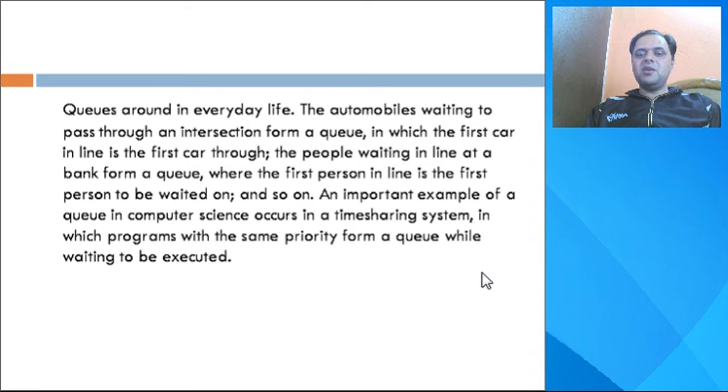An important example of a queue in computer science occurs in a time sharing system, in which programs with the same priority form a queue while waiting to be executed. For example, a hardware or software resource is used by different CPUs. If all the programs have the same priority, then they will form a queue, and the program which requested that hardware or software first will be executed first.